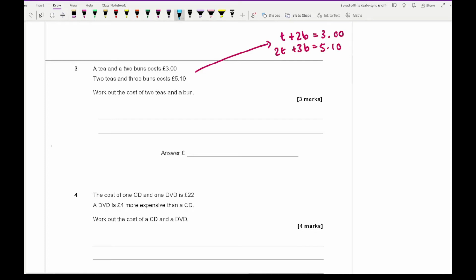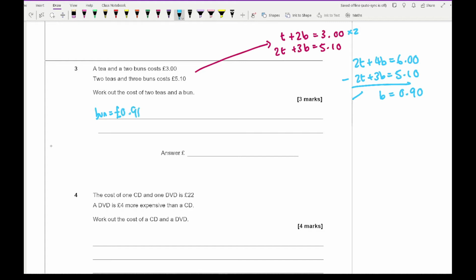Now if I multiply the top equation by 2, then what I end up with is 2t plus 4b equals £6, and I've got 2t plus 3b equals £5.10. If I take away the two equations, because my t's are the same sign and the same quantity, they disappear. I'm left with b equals 0.9. So a bun costs 90p.